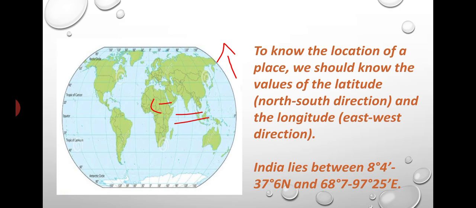For example, India. You can see India on the globe. But how can we mark where it is located? India lies between 8°4' and 37°6' in the northern hemisphere, and between 68°7' and 97°25' in the eastern hemisphere. In this way, the grid is very helpful for us to locate a place on the globe.